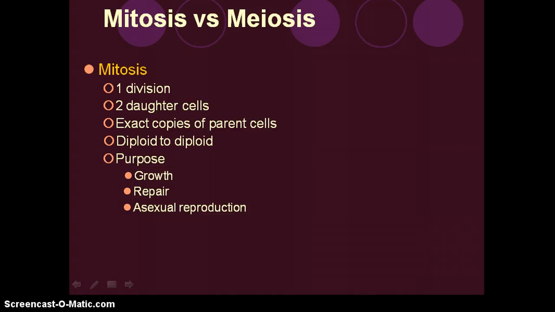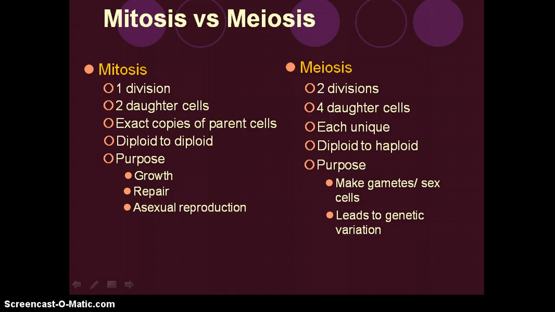Mitosis is one division. There are two daughter cells that are created. They're exact copies of the parent cell. They are diploid to diploid, and the purpose is to grow, repair damaged cells, or in single-celled organisms, asexual reproduction. So they're making an exact copy of themselves for the continuation of the species.